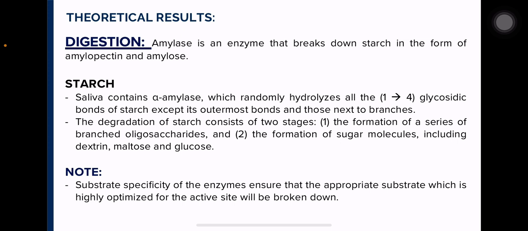For starch, salivary amylase randomly hydrolyzes internal alpha-1,4 linkages, except the ones at the ends or beside branch points. Starch degradation occurs in two stages. The first stage is the production of branched oligosaccharides, and the second stage is the formation of dextrins, maltose, and glucose. Remember, enzyme specificity means amylase acts only on specific bonds and only on substrates that fit its active site.